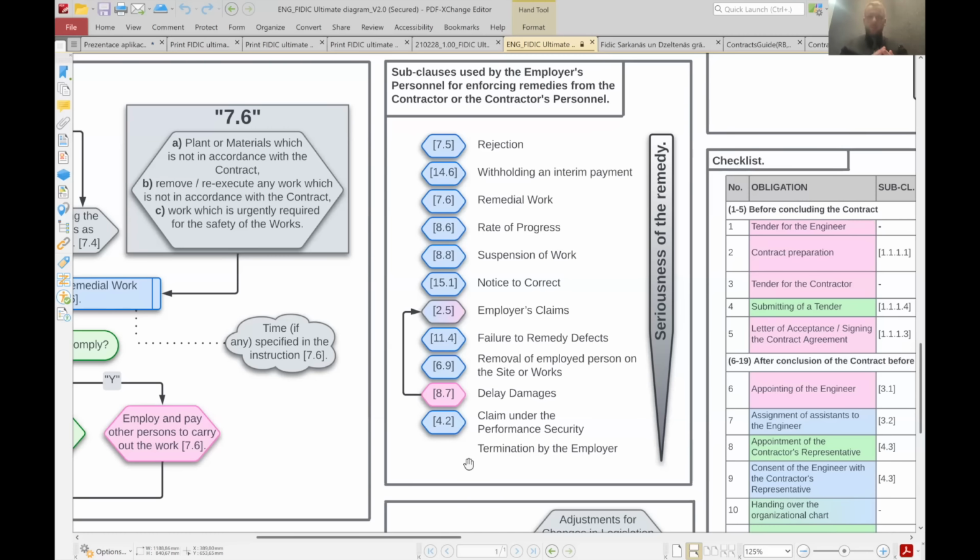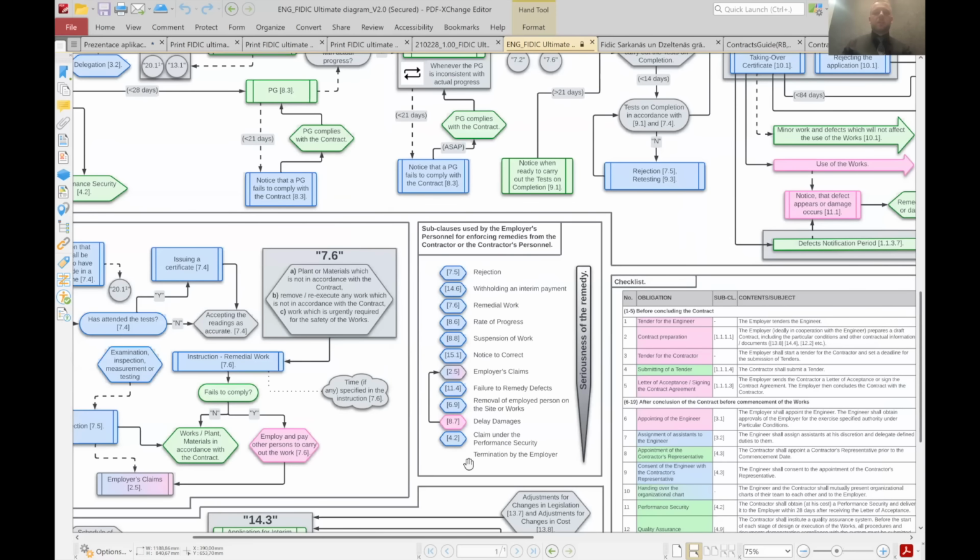The engineer did not finish the job. The employer did not finish the job. The contractor did not finish the job. The termination of the project, the termination is failure for all of the parties. So that's the reason why it's the last remedy, and you should always try to avoid these procedures.